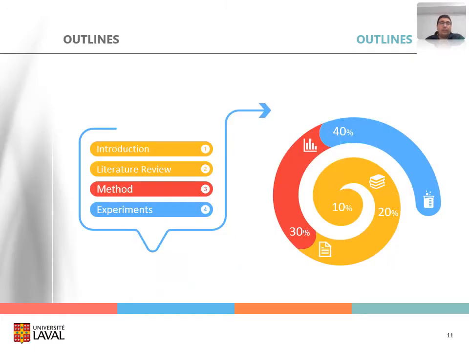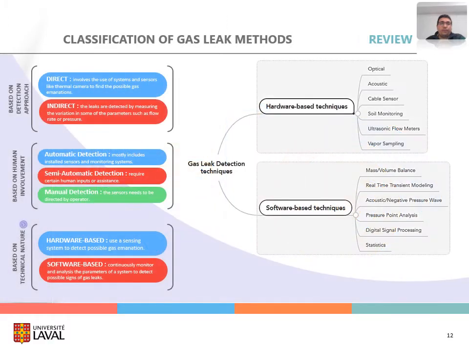The next section is literature review. Gas leak detection methods can be categorized into different groups based on different aspects. So, for example, based on detection approaches, they can be categorized into direct and indirect approaches. Direct approaches involve the use of systems and sensors like thermal cameras to find the possible gas emanations. In indirect methods, the leaks are detected by measuring the variation in some parameters such as flow rate or pressure.